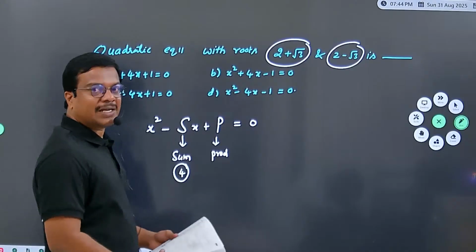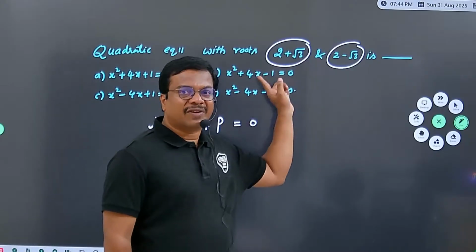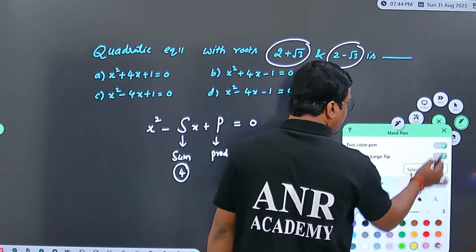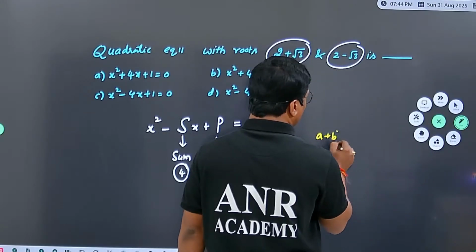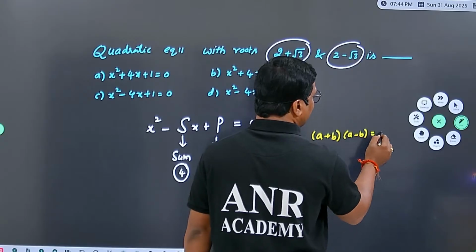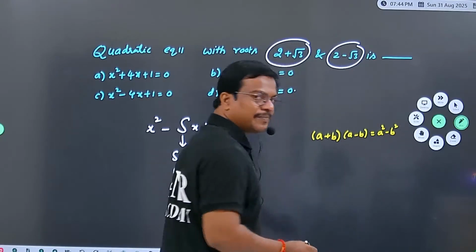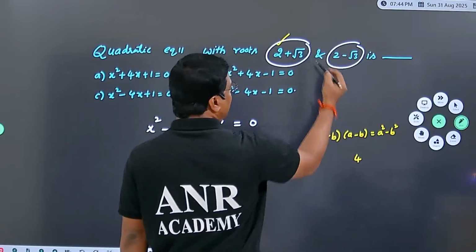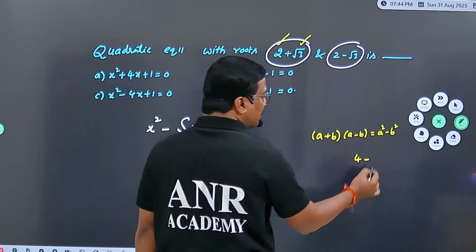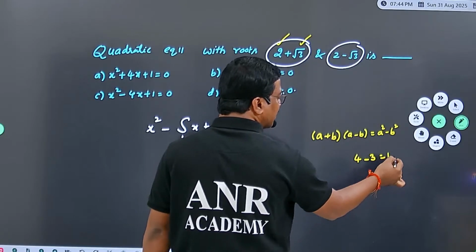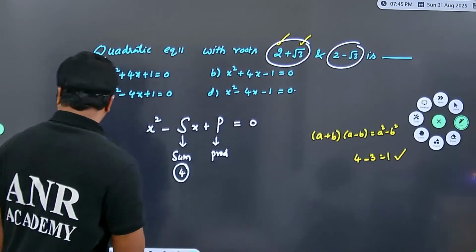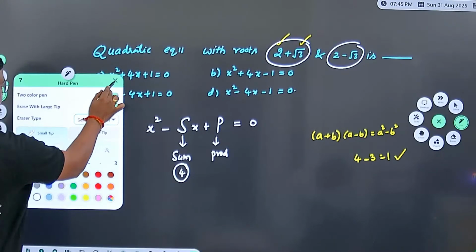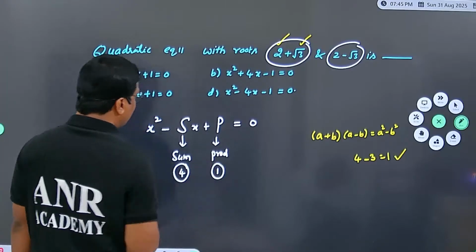Next, product of roots. Roots are of the form a plus b and a minus b. We know that a plus b multiplied by a minus b gives the result a square minus b square. Here a square is 4. Next, minus sign. B square, root 3 whole square, value 3. And hence it gives the result 1. So here I can write the product of roots is 1.